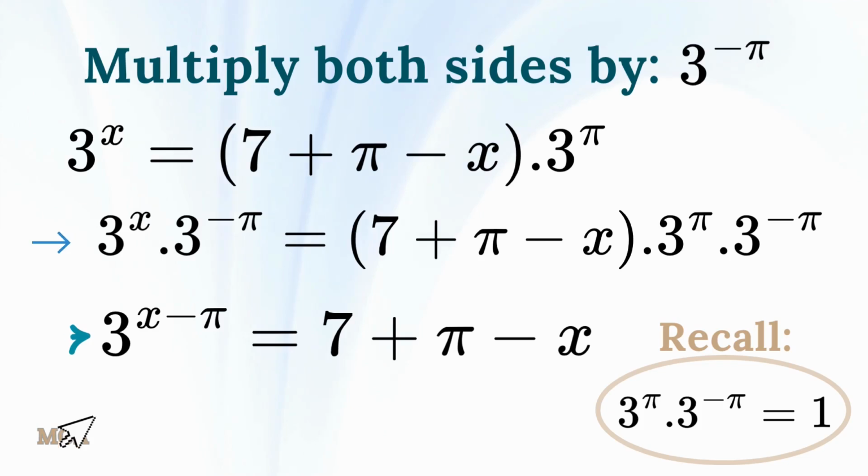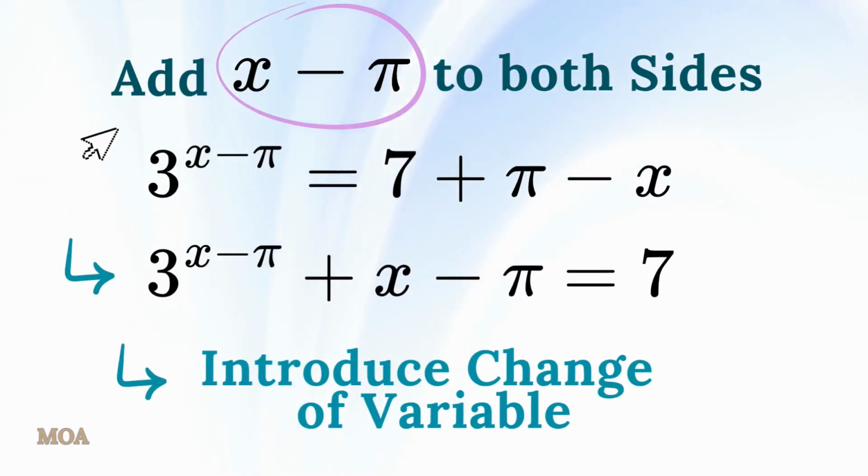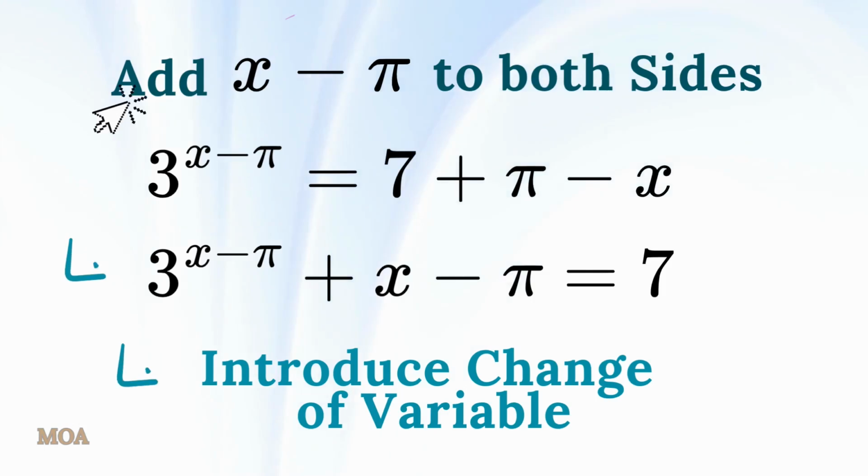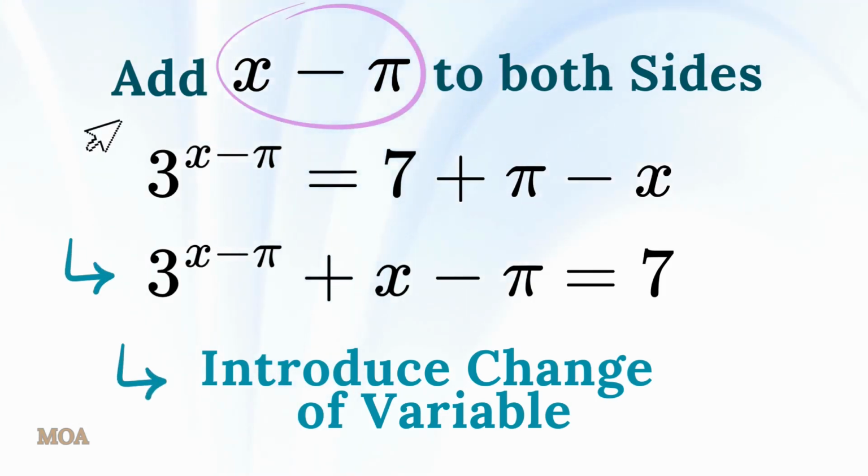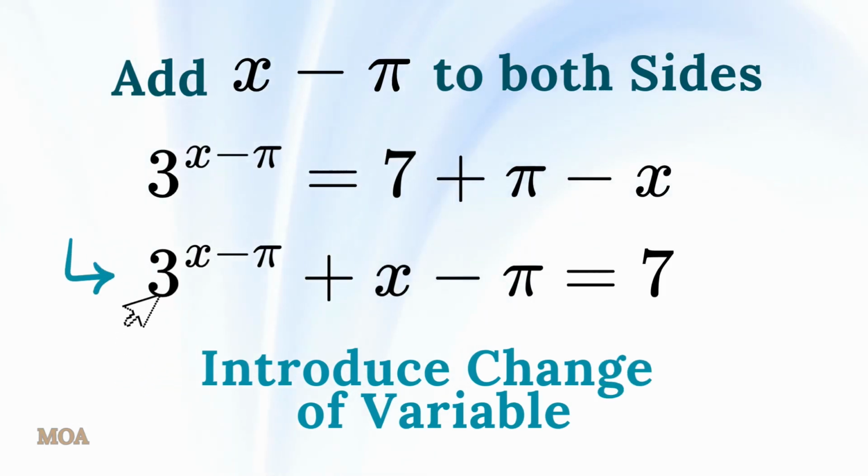Now, since the exponent of 3 is x minus pi, and the right side of the equation has pi minus x, let us add x minus pi to both sides of the equation. This gives 3 raised to the power of x minus pi plus the quantity x minus pi equals 7.